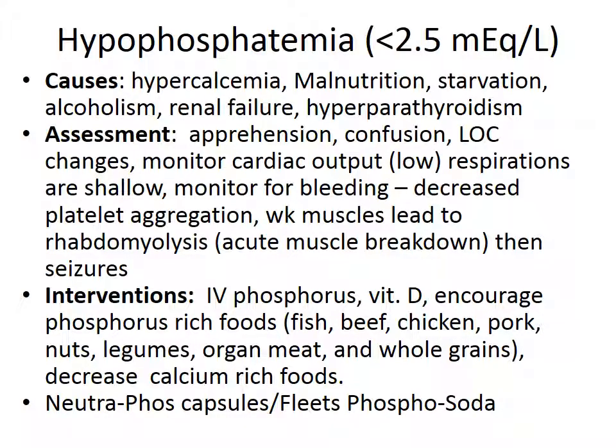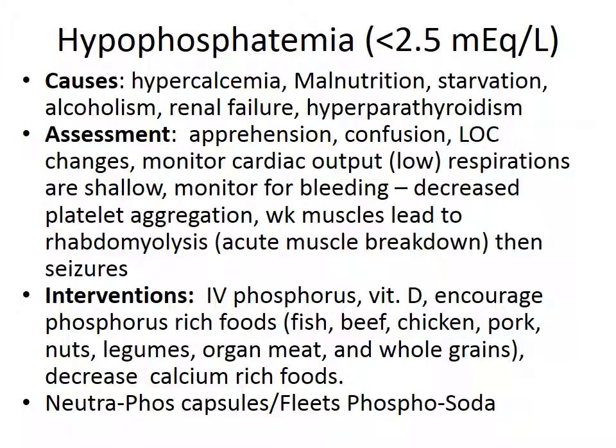Hypophosphatemia, or a low serum phosphorus, less than 2.5, causes include hypercalcemia, malnutrition, starvation diets, alcoholism, renal failure, and hypoparathyroidism. Assessment includes assessing the patient for apprehension, confusion, changes in level of consciousness, monitor their cardiac output because it may be low, decreased respirations that are shallow, monitor for bleeding due to decreased platelet aggregation, weak muscles, which lead to rhabdomyolysis.